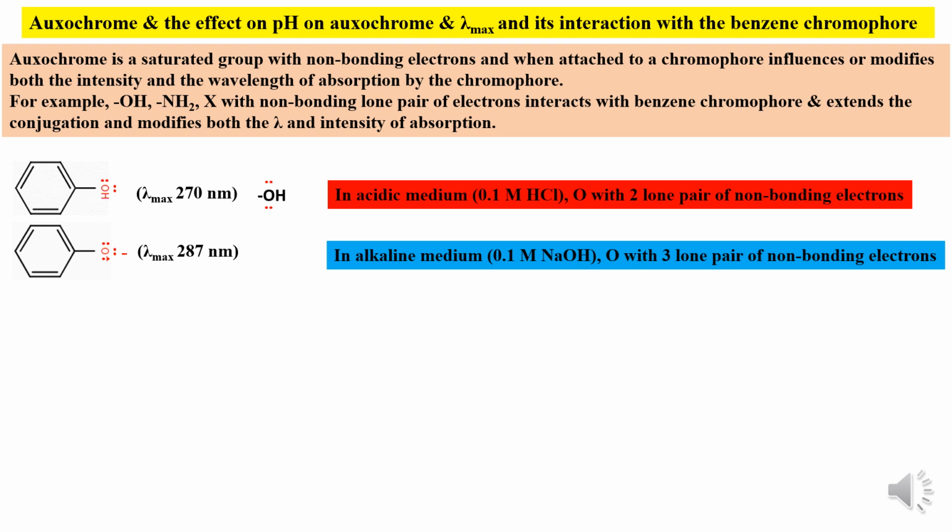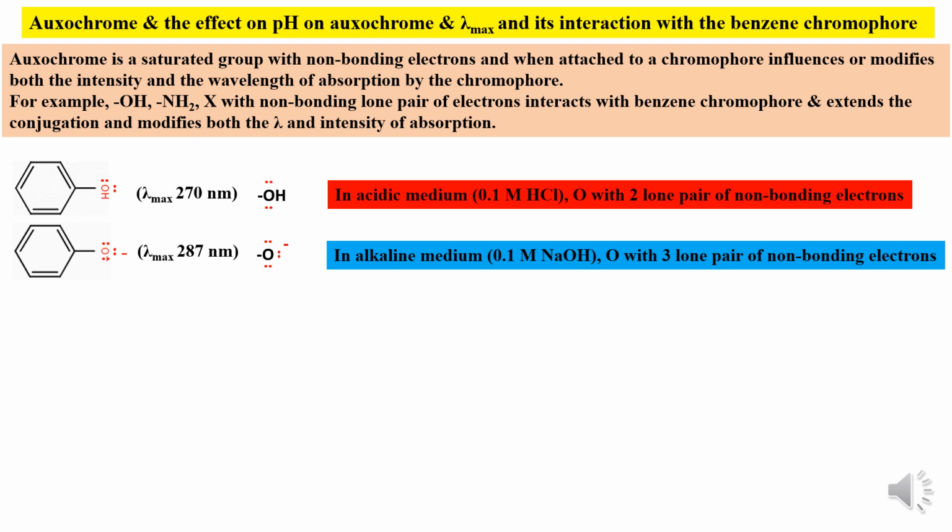Because when you dissolve phenol in sodium hydroxide, it undergoes ionization, resulting in formation of the phenoxide ion. The hydrogen atom that was covalently bonded to the oxygen atom is removed in the form of a proton, exposing the oxygen atom with three lone pairs of electrons. So in acidic medium, you find two lone pairs of electrons associated with the oxygen atom, while in alkaline medium, you find three lone pairs. And this is the reason why there is a shift in the lambda max from 270 nanometers in acidic medium to 287 nanometers under alkaline medium.